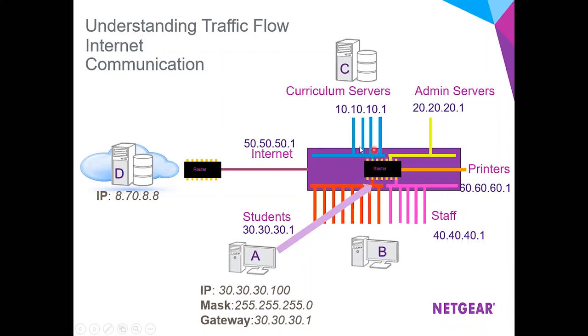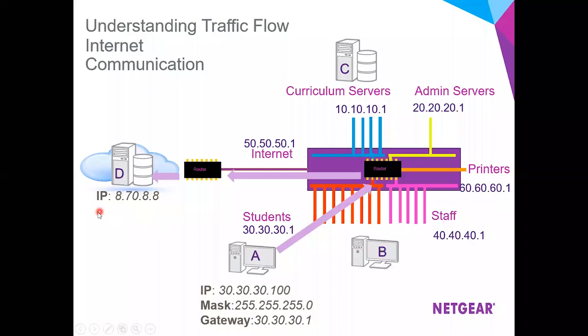Same thing here, the switch will check it. It's not here, 8.8. I don't have any 8s here, so I don't know where this packet goes. So what I do is I send it to my default gateway, that's the router. And this sends it to the router, and the router sends it to the internet, and the ISP and everything will make it happen to reach the IP address of the server.